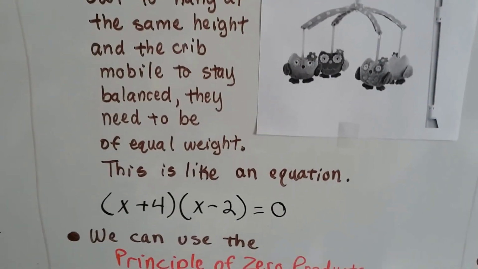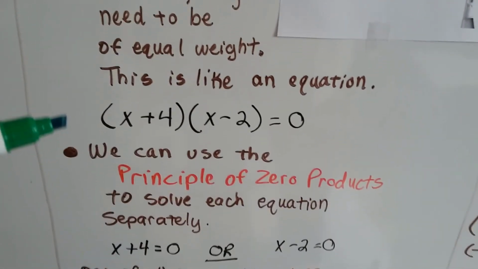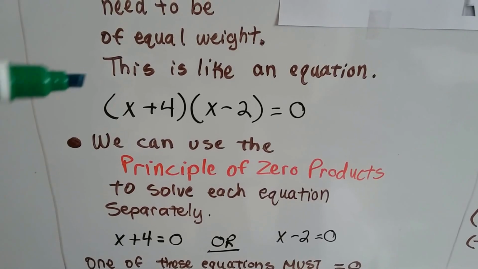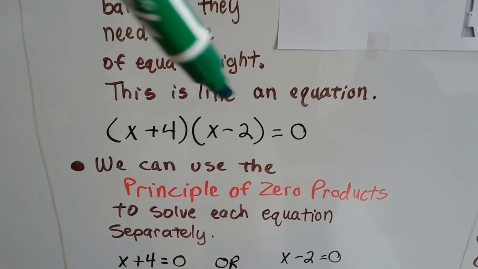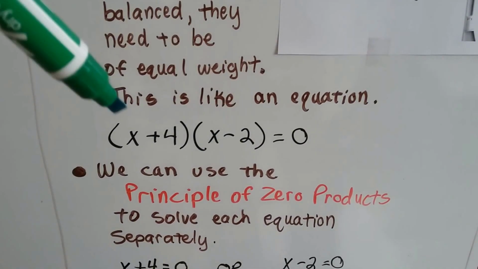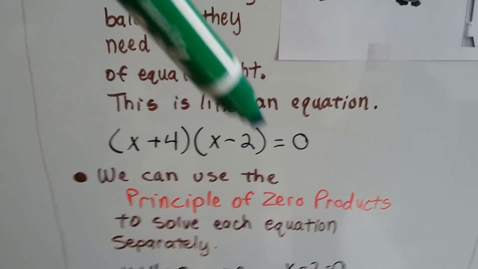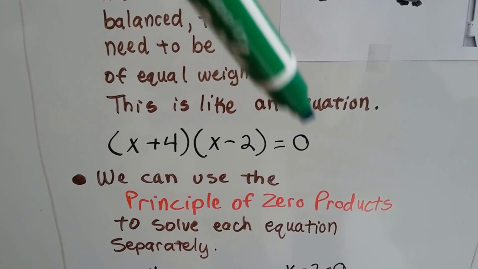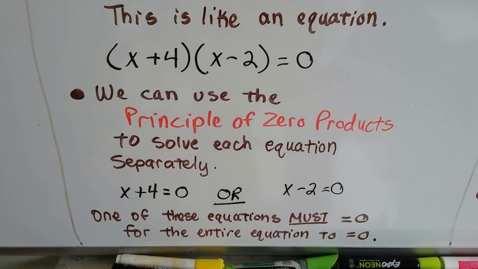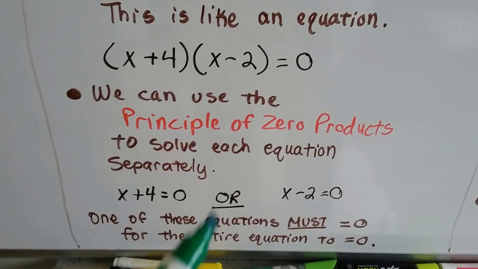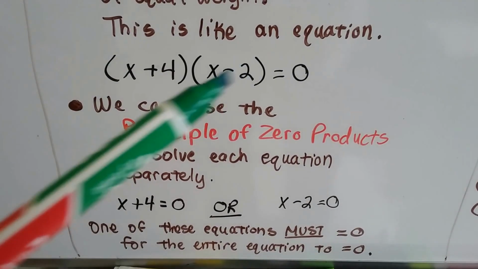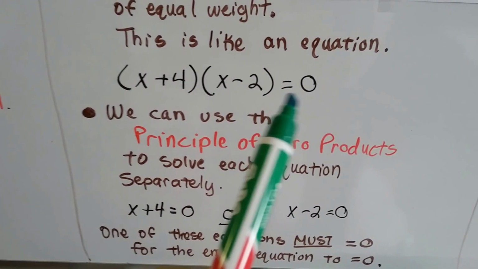Well, this is like an equation. And we can use the principle of zero products to solve each equation separately. If this product is 0, then either x minus 2 equals 0 or x plus 4 equals 0. One of them has to equal 0 in order for that 0 to be there. We can solve each one separately. One of them must be 0. It has to be because the product's 0.